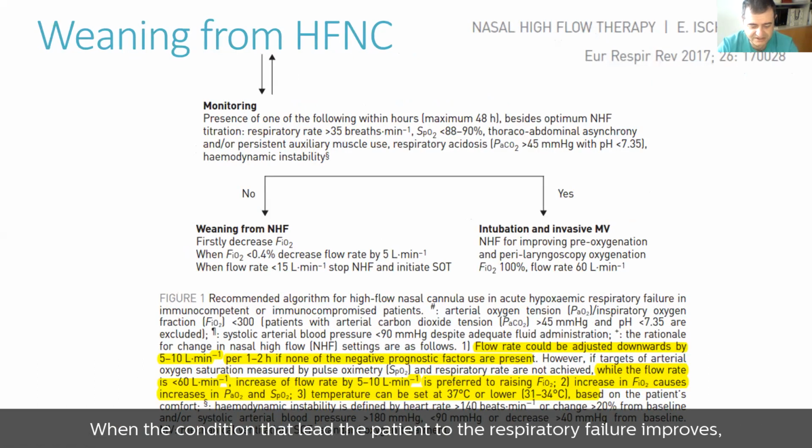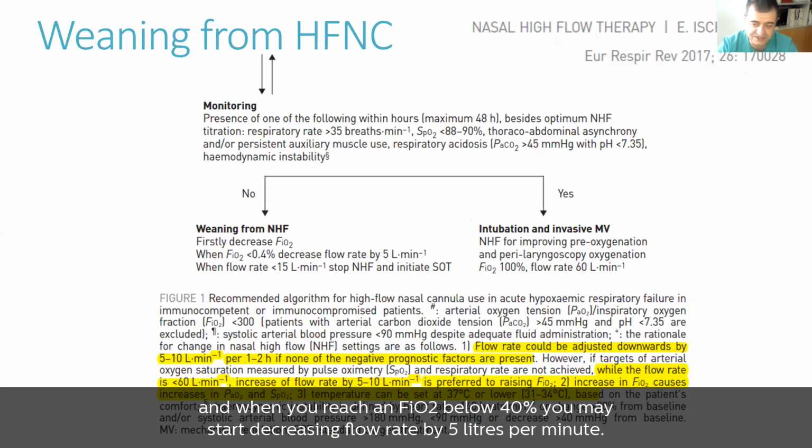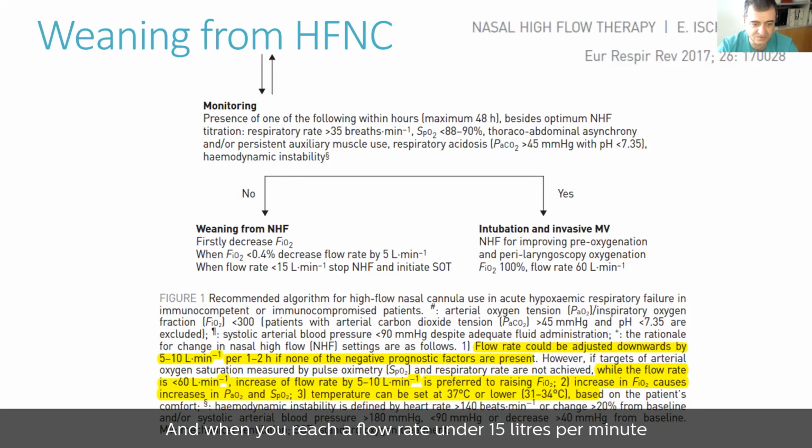When the condition that led the patient to the respiratory failure improves, it may be time to wean from nasal high flow. Then you will start decreasing FiO2, and when you reach an FiO2 below 40%, you may start decreasing flow rate by 5 liters per minute. And when you reach a flow rate under 15 liters per minute with FiO2 under 40%, you can stop high flow and then change to conventional treatment.